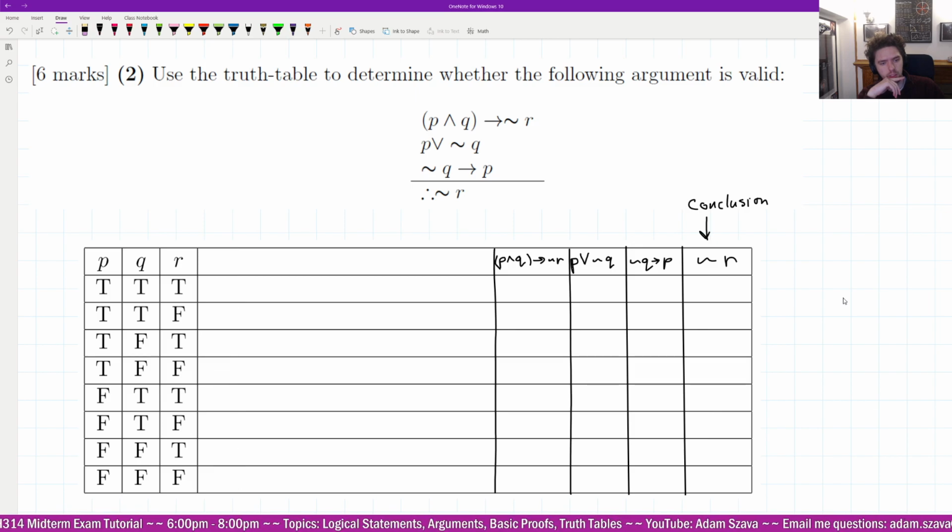Can I make the table closer? Like bigger? This is going to be not Q, and the next one I'm going to put not R.